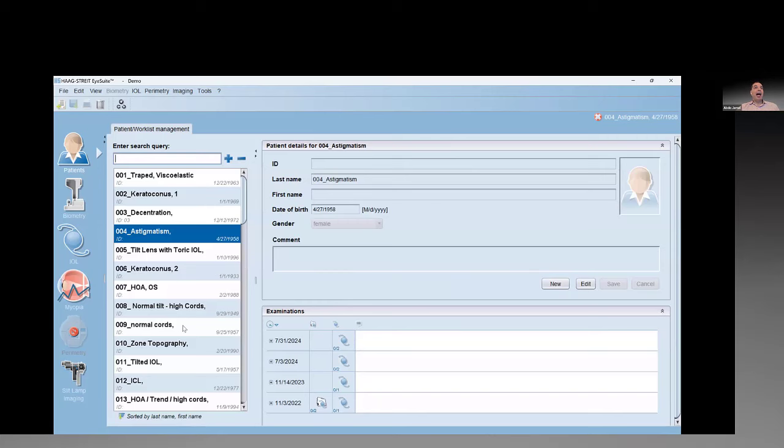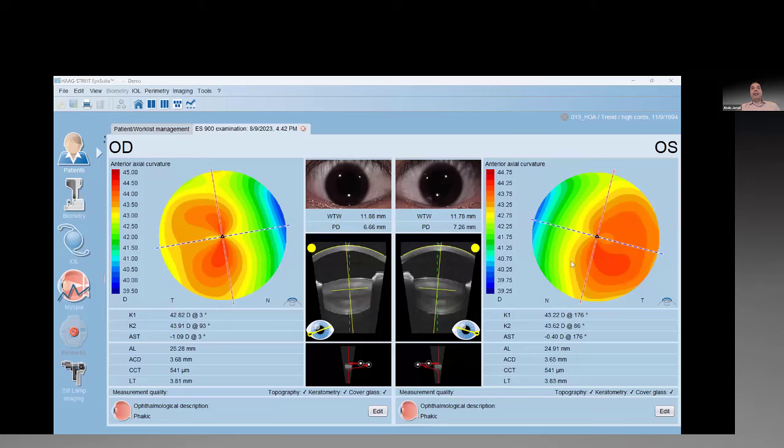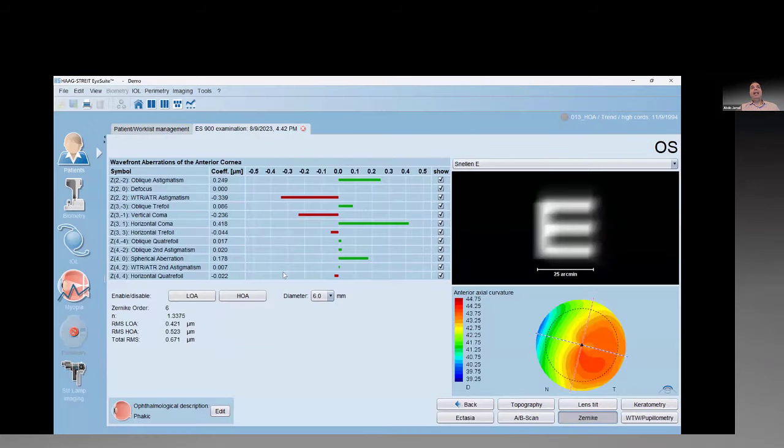Now, I show a case of higher order aberration where I can see with the Zernike analysis, if I implant a toric IOL, the situation will not improve. So here, there is no advantage of implanting a premium IOL.